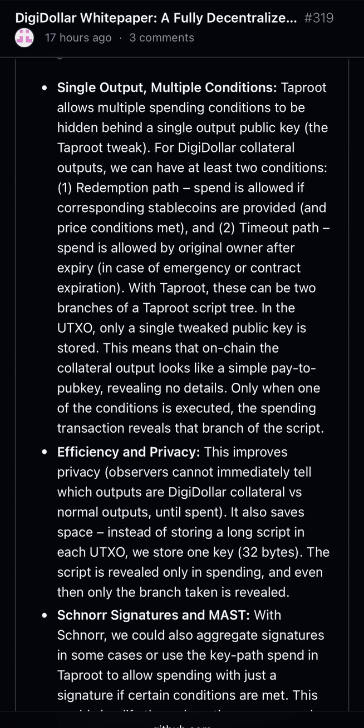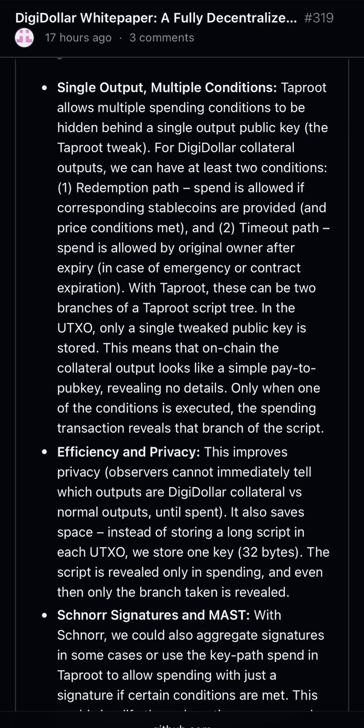With Taproot, these can be two branches of a Taproot script tree. In the UTXO, only a single tweaked public key is stored. This means that on-chain the collateral output looks like a simple pay-to-pubkey, revealing no details. Only when one of the conditions is executed, the spending transaction reveals that branch of the script.